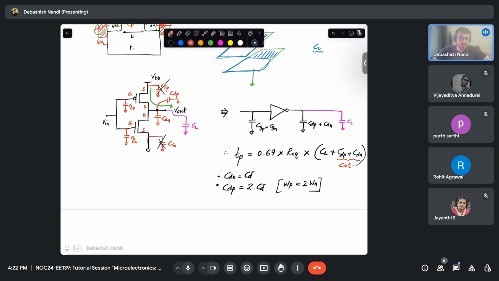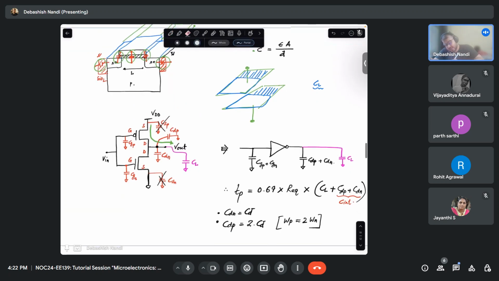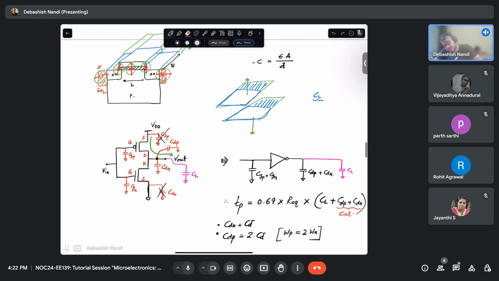Why is this called C internal, by the way? This is the internal capacitance of the inverter which adds to the delay due to the load capacitor, in addition to the load capacitor. Ideally, there should not be any capacitances involved. But as we keep increasing our W, our intrinsic capacitances of the device start to increase. So these also start to come into the picture in determining your delay.